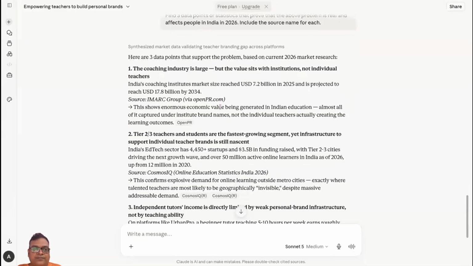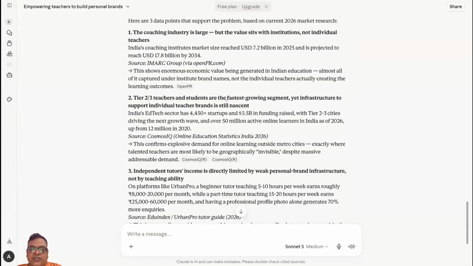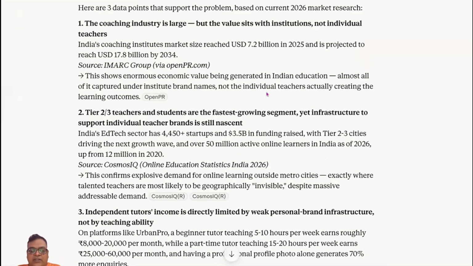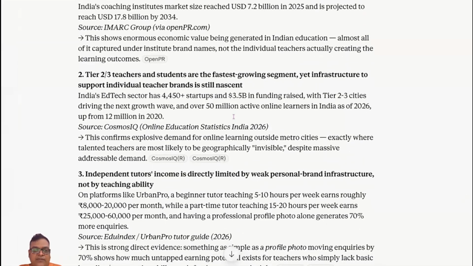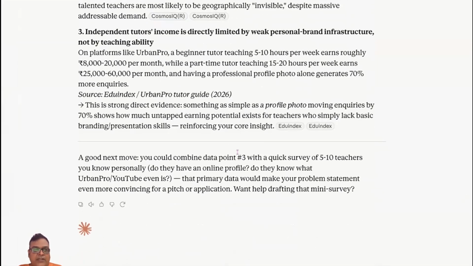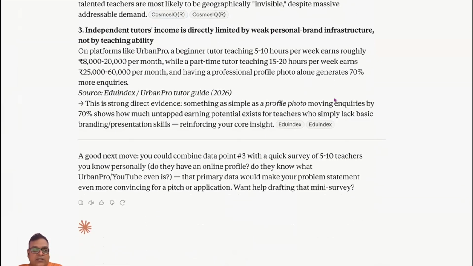Let's look at this one. The coaching industry is large. Okay, India's coaching institutions market size reached 7.2 billion US dollars. Wonderful. Tier 2, tier 3 teachers are fastest. So it looks like it has given a lot of data. So Claude is giving you enough data, right? Independent tutors income is wonderful. Lot of perspective. So in fact, there are platforms also. On platforms like Urban Pro or Wedding Tutor, one earns this much and stuff.